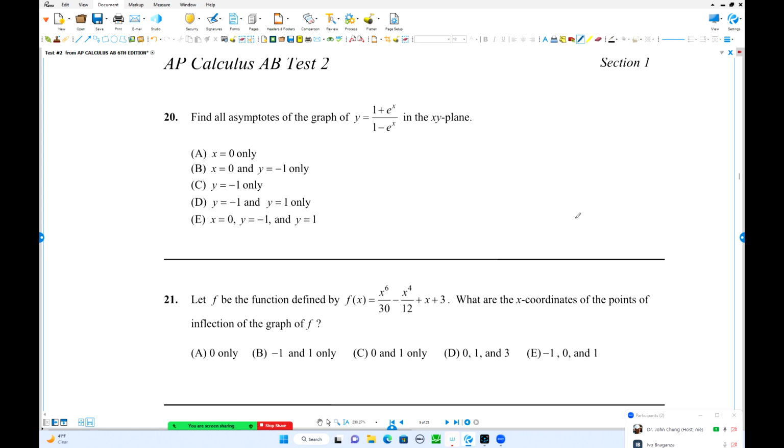Find the asymptote of the graph y equals (1 plus e to the x) over (1 minus e to the x). When you have a rational function, okay?